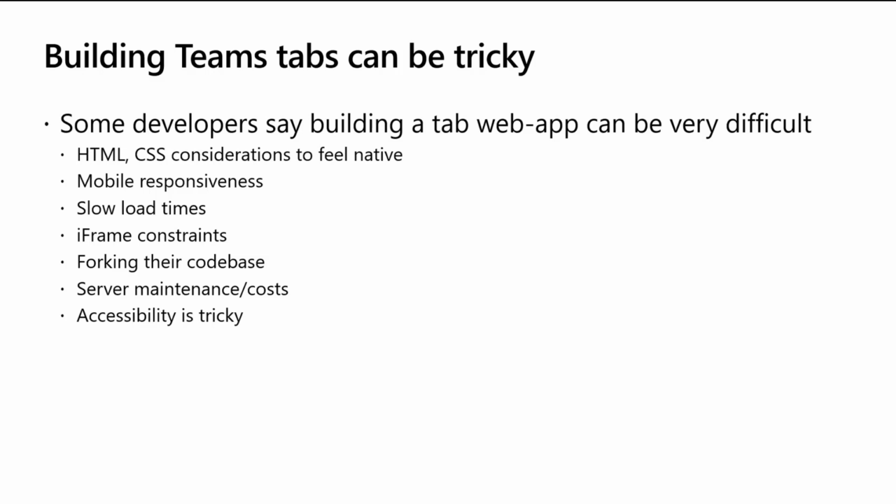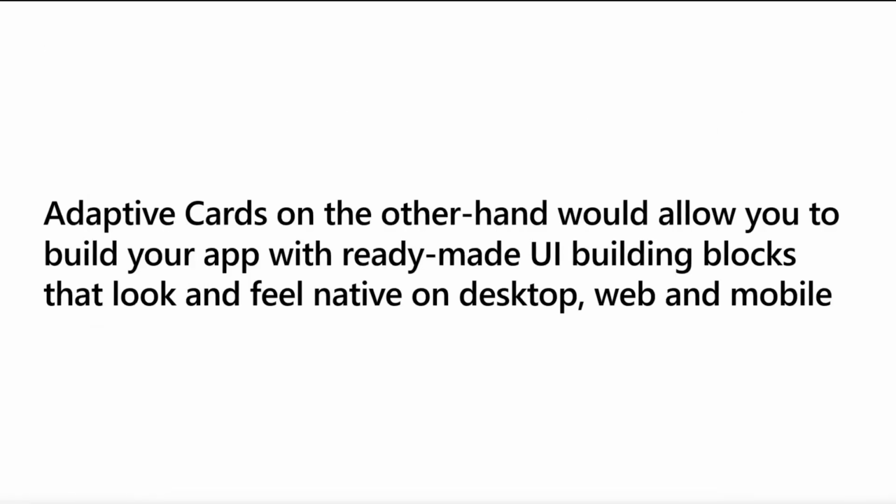Finally, there are usually a host of other hidden maintenance costs. This is because some developers actually have a fork of their primary web app running in Teams, but other issues tend to crop up too, such as making accessibility work or just trying to figure out Azure Active Directory single sign-on. Now, building with adaptive cards, on the other hand, would allow you to build your app with ready-made UI building blocks. They look and feel native on desktop, web, and mobile.